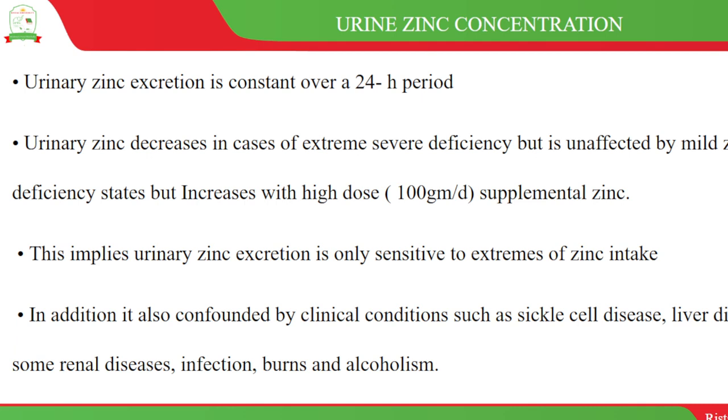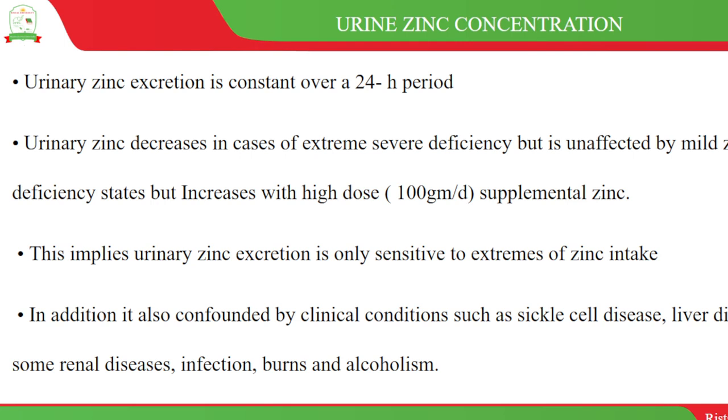So urinary zinc will decrease in case of extreme severe deficiency, but is unaffected in mild zinc deficiency states, and increases with high dose. If you have a high dose of zinc, especially if you supplement with zinc, you find a lot of it in your urine. And if you are deficient, the levels will be very low in your body. So this implies urinary zinc excretion is only sensitive to extremes of zinc intake.